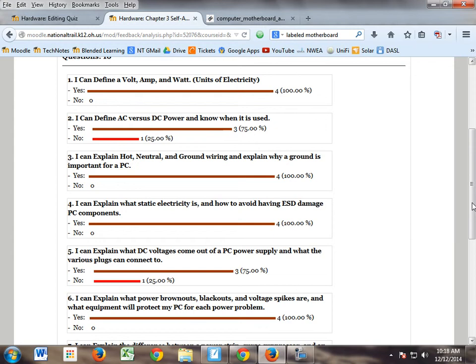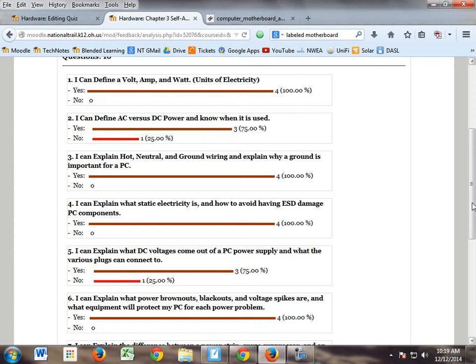AC versus DC. AC is what comes out of the wall. It's transmitted over farther distances more efficiently. DC power is what electronics uses. It's a steady power, okay? AC oscillates at 60 hertz, 60 oscillations per second. DC does not oscillate at all. It's nice and steady.